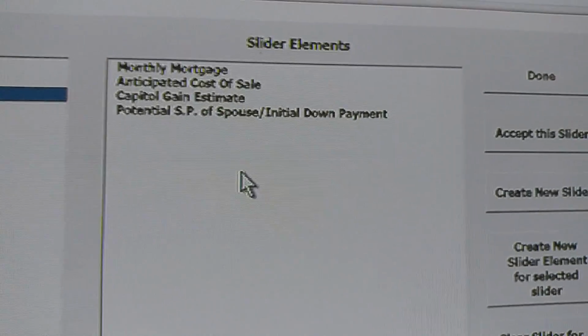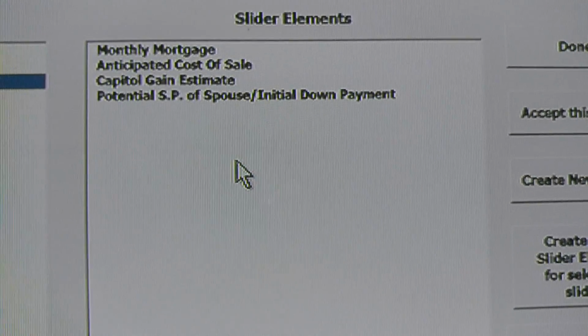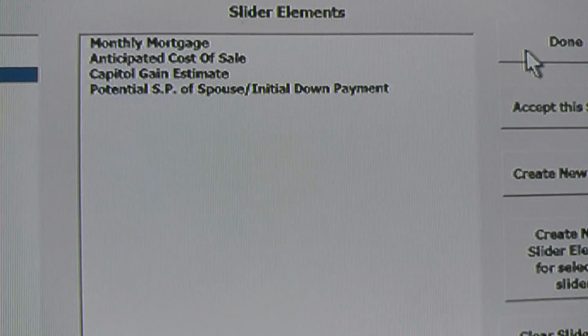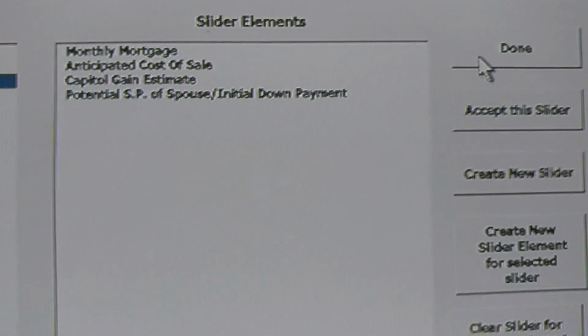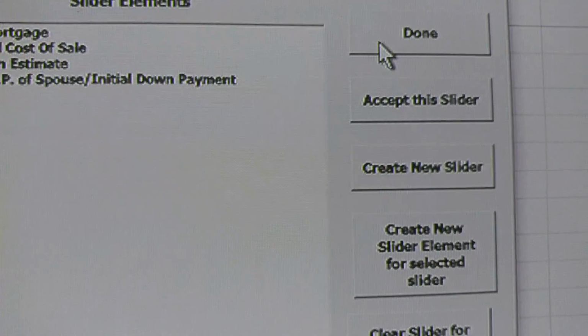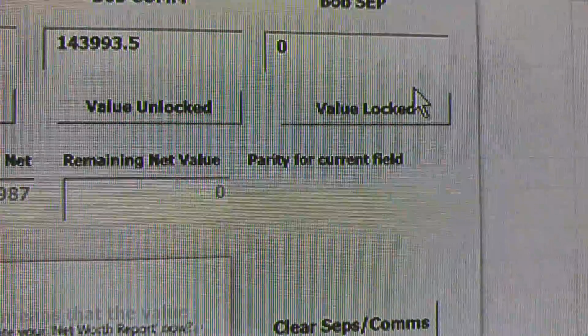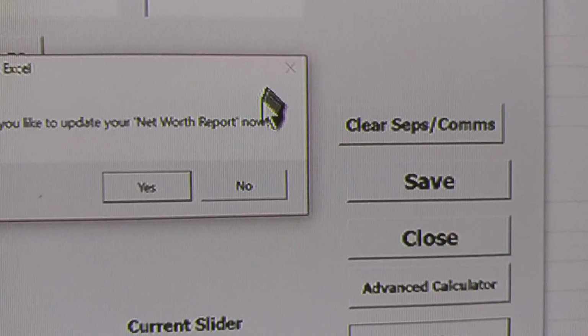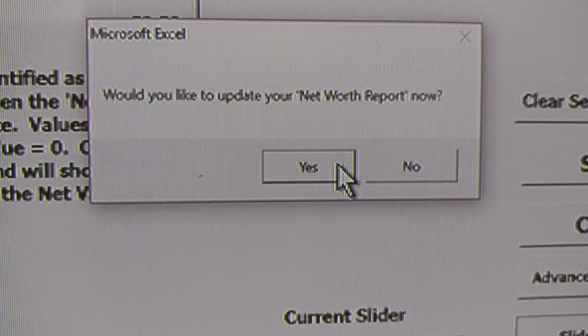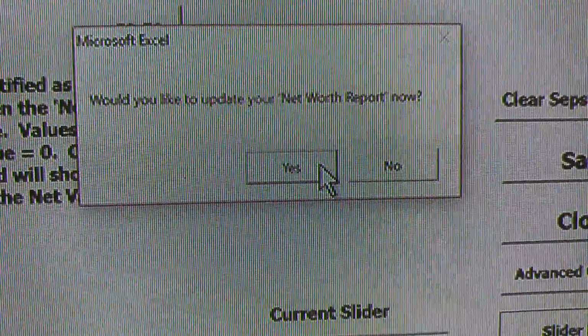These are all the elements in it. You could add, subtract, do different elements, but we're going to stay with these because we don't know as much as you attorneys do. And this came from an attorney. And we're going to accept this slider. Then it says, would you like to update the net worth report? Yes.